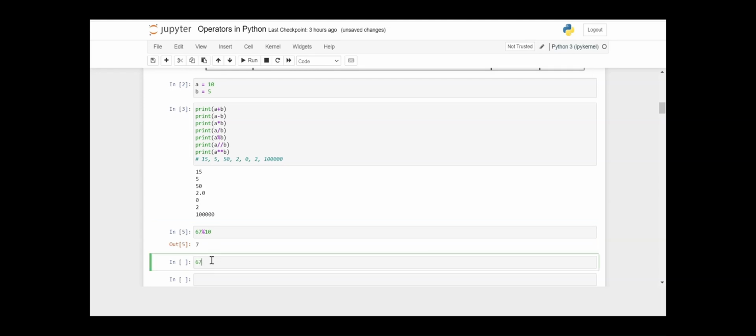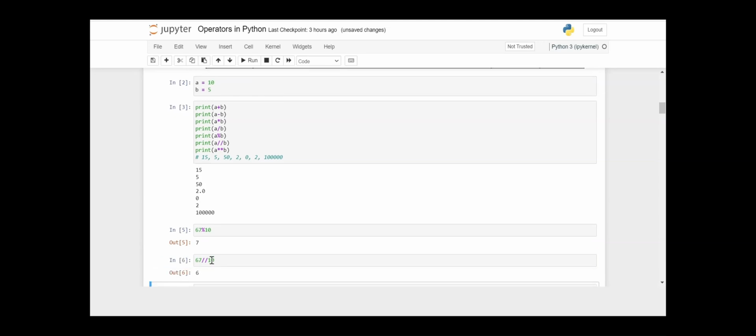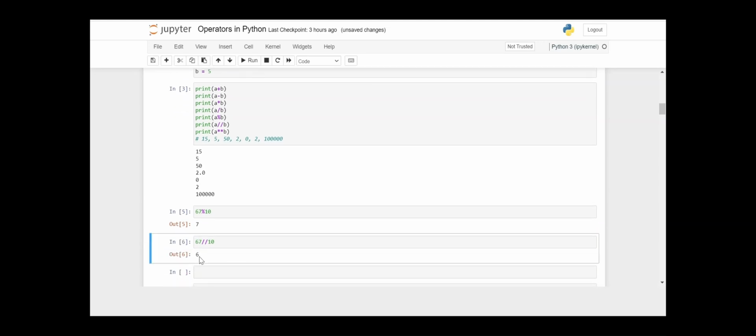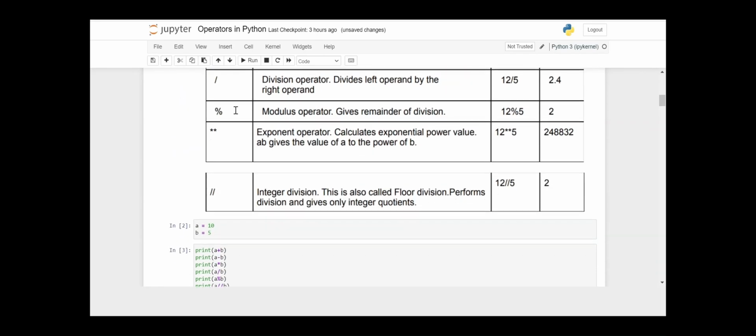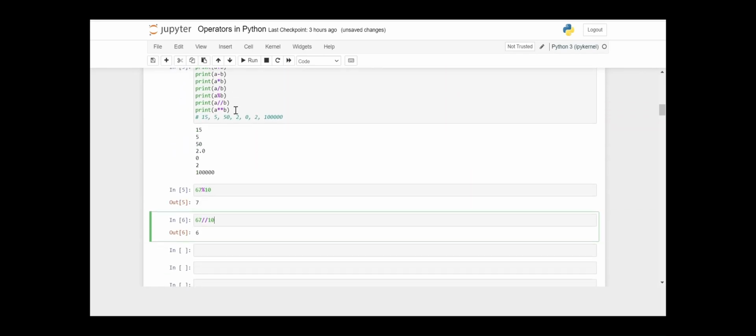Now if I do 67 floor division 10, then we're going to get 6. Sorry, I confused you with that, but that's not the case. It does not round it off or take the nearest integer. No, it takes the integer that is actually there. It just removes the decimal part in floor division. And the rest, exponent, is easy. If you have any other doubt, you just let me know.